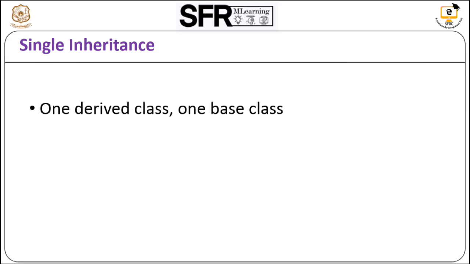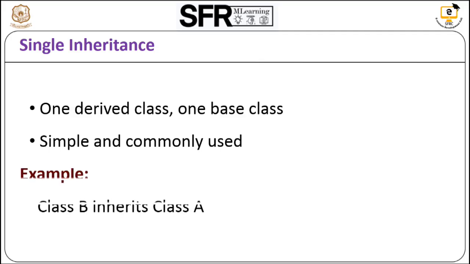In single inheritance, one derived class inherits from one base class. This is the simplest form of inheritance and is easy to understand and implement.